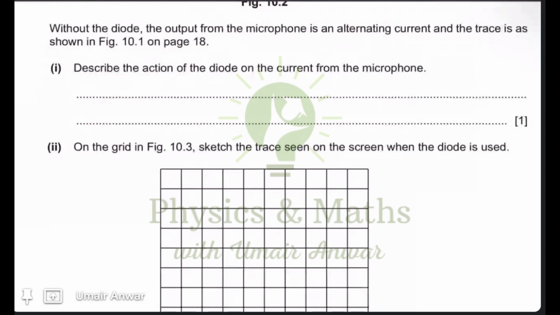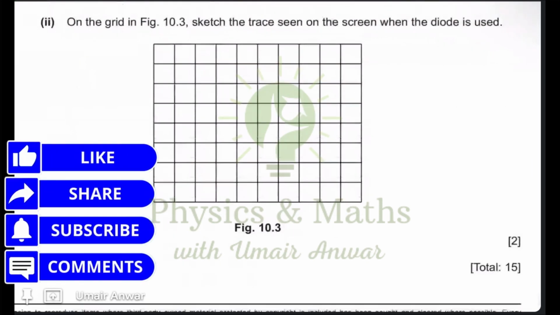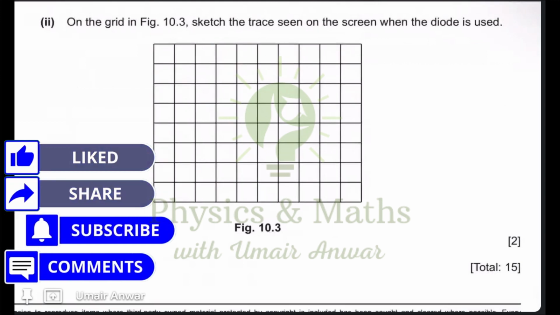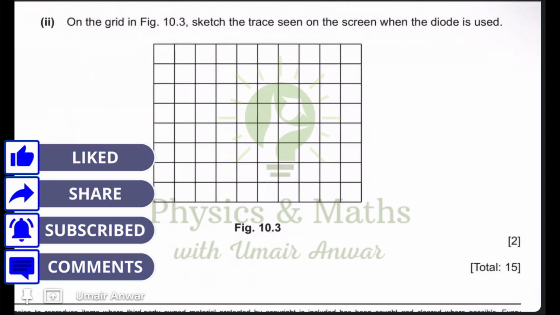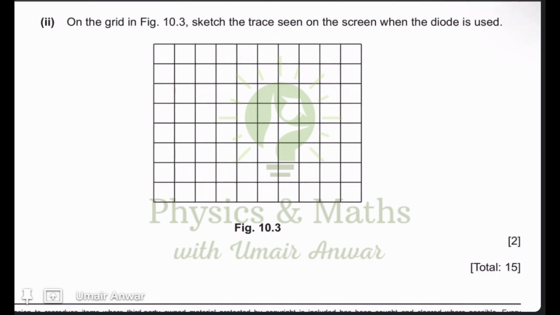So diode would only pass current in one direction. And when the current changes its direction, because it is an AC current, the diode would behave like an open switch. In reverse bias situation, it would not conduct any current. On the grid in figure 10.3, sketch the trace seen on the screen when the diode is used.